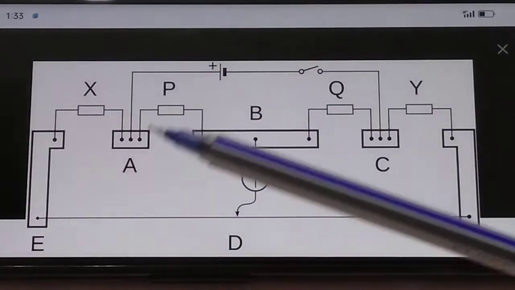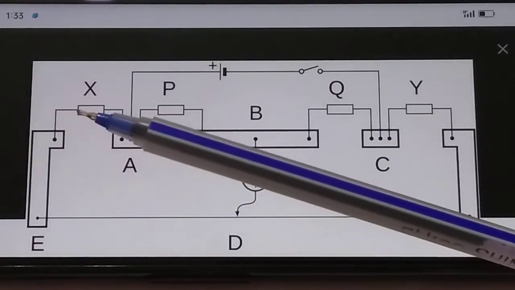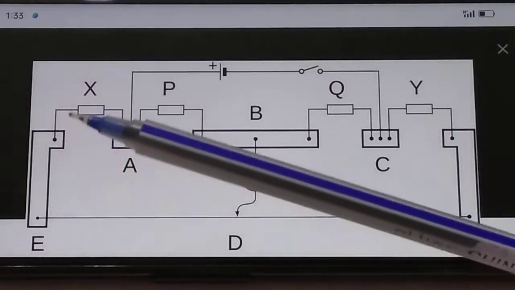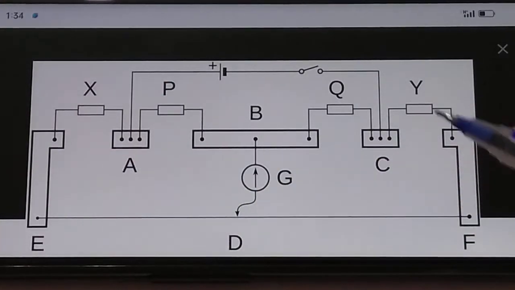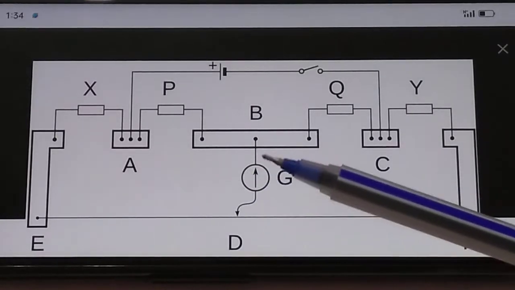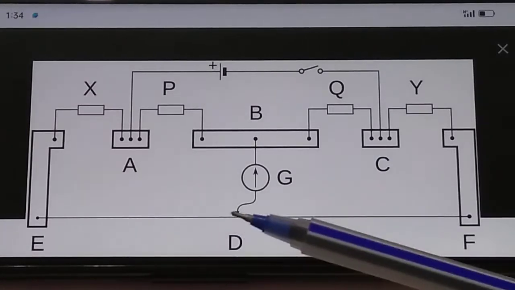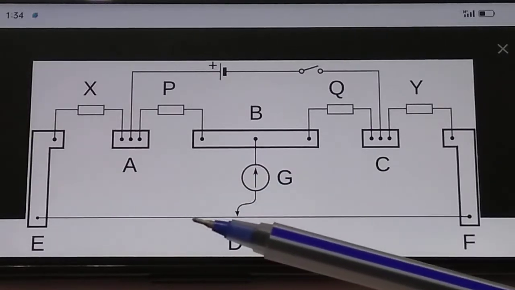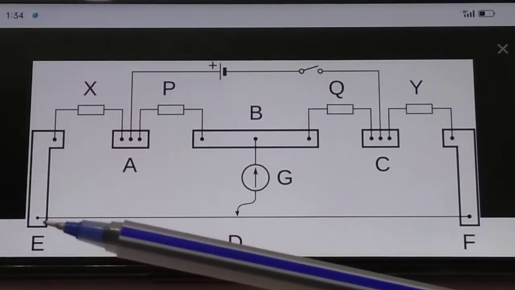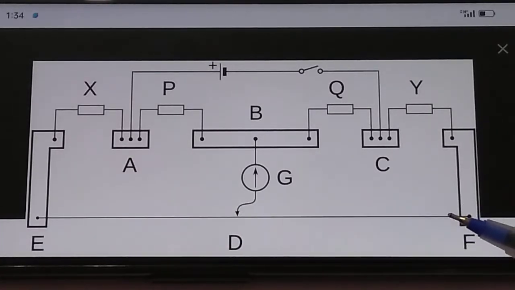So if you take this side as the left side and this side as the right side, then the resistance from this point to this point is your alpha value, and the resistance from here to here is your beta value. By using the balanced bridge condition, you move this jockey on the wire so that the reading in the galvanometer is equal to 0. At this condition, suppose L1 is the length from this point E to this point D, and the other length will be equal to 100 minus L1.